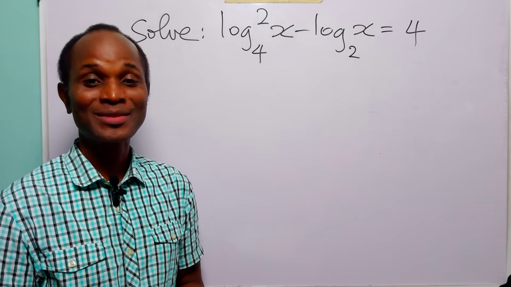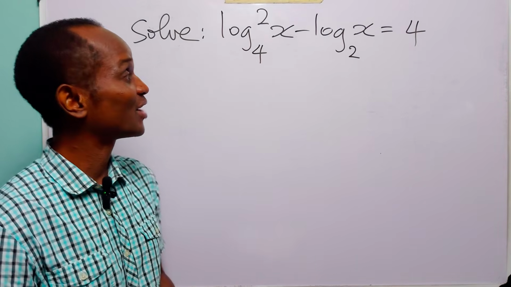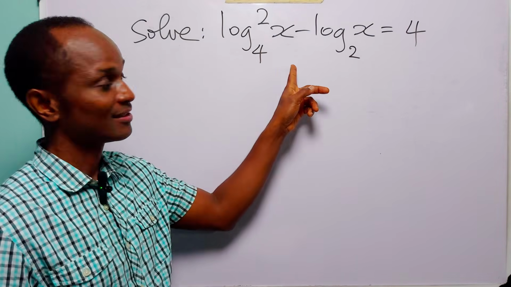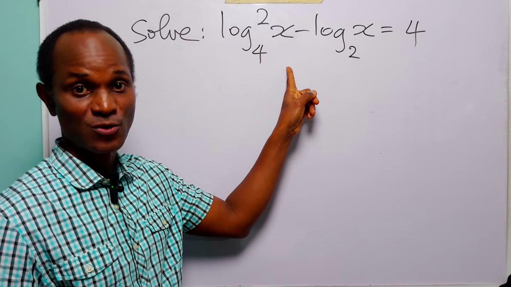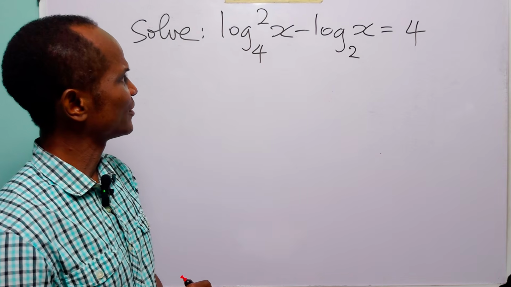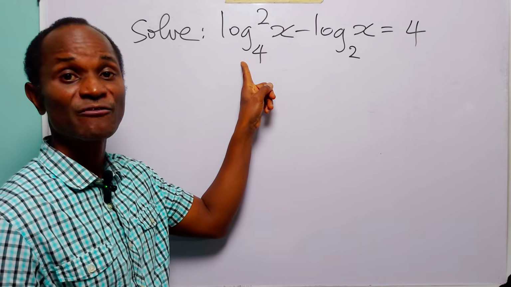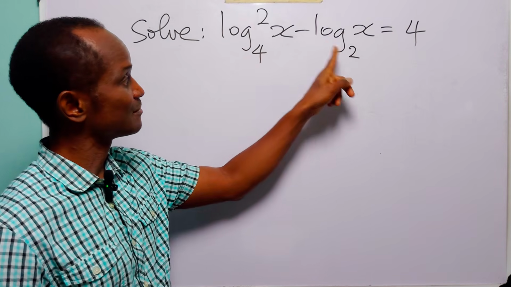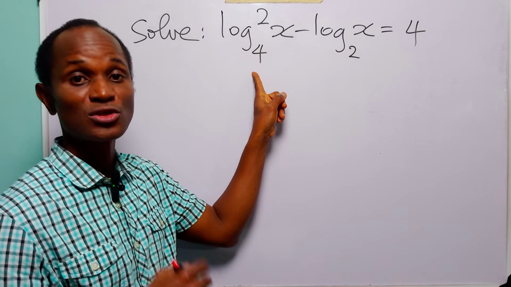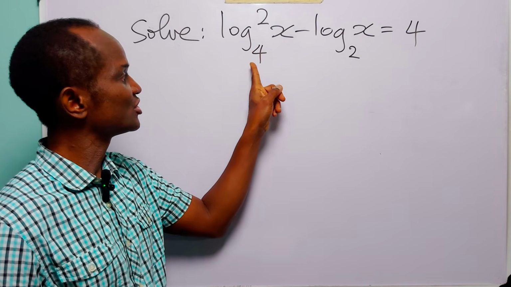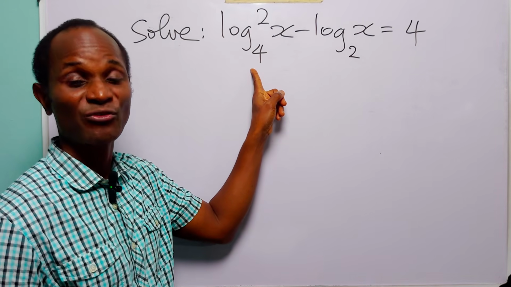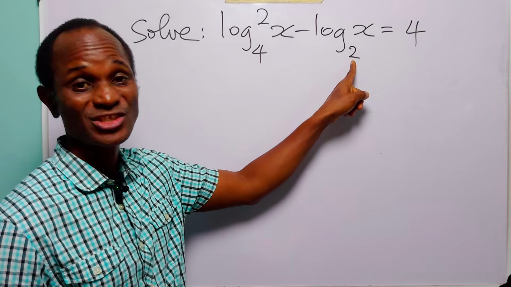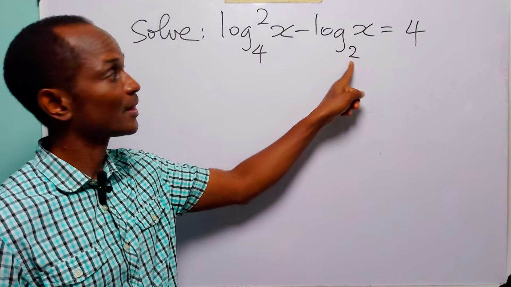Hello and welcome. In this math tutorial, our task is to find the values of x that satisfy this logarithmic equation. And to do this, we are going to start by simplifying this first term. You must have noticed that these two log terms are in different bases. So what we are going to do is to change the base of this first term from 4 to 2 to match the second term.